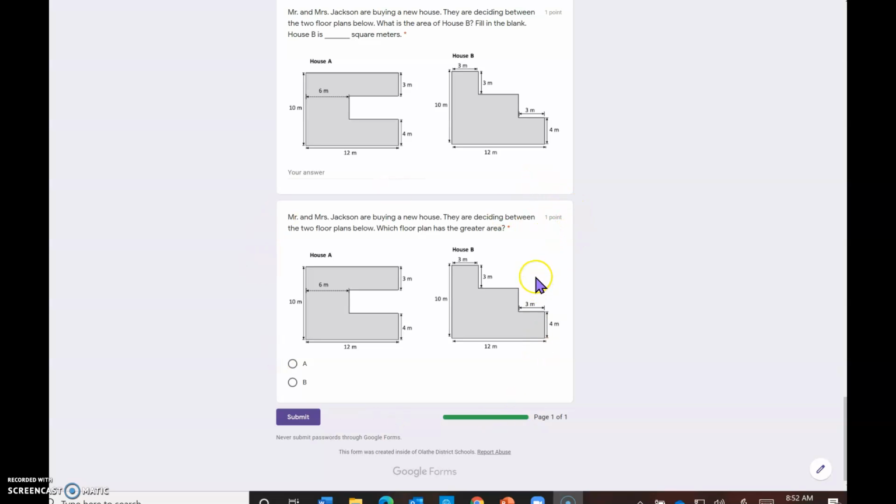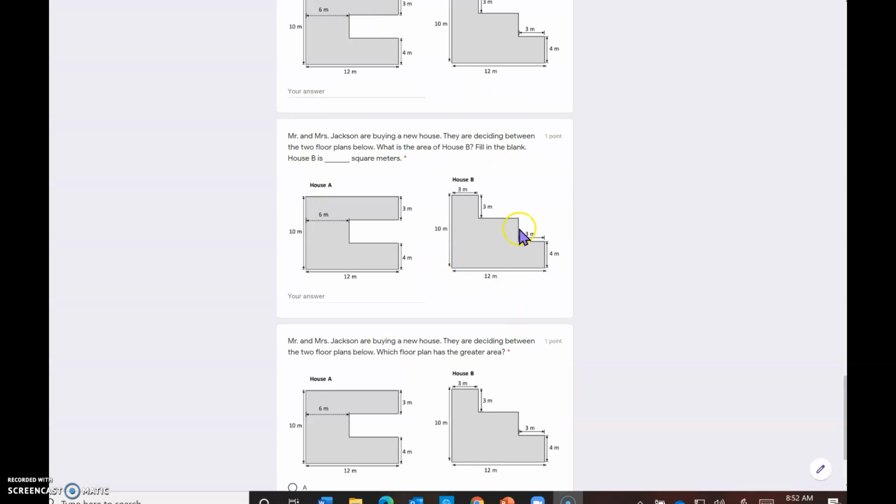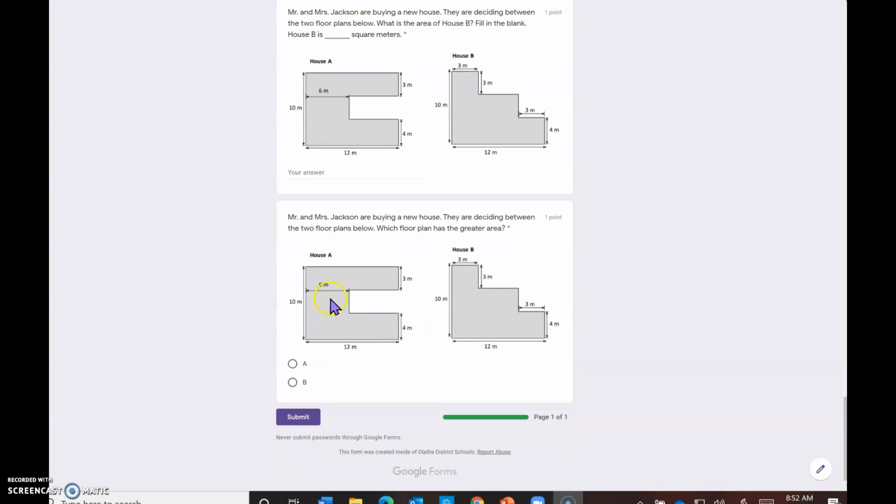And then the very last question is you just need to tell me which house has a greater area. So from what you just found, which of these houses, house A or house B, has the greater area?